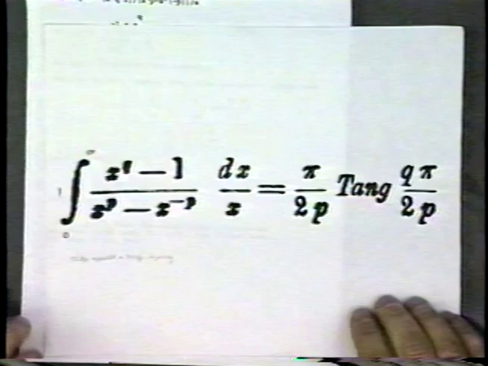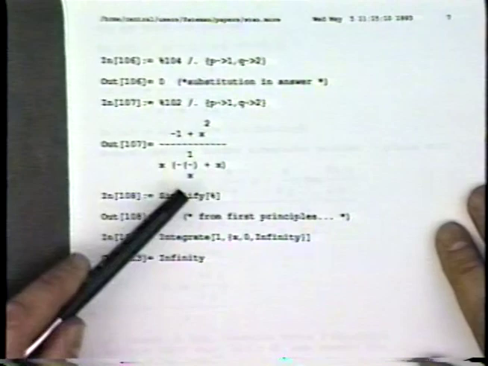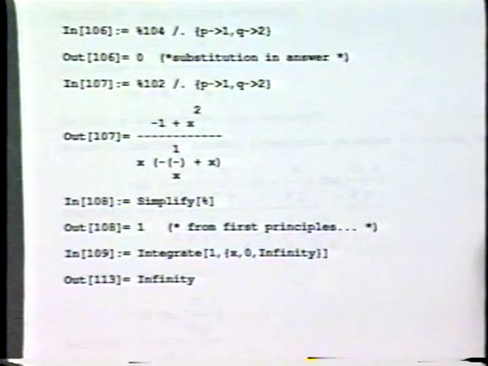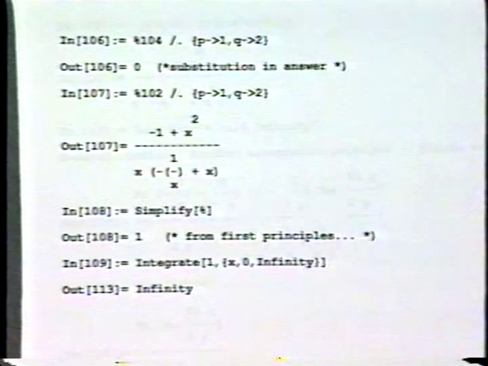All right, let's look at this. If we actually substitute in p being 1 and q being 2 in the answer that Mathematica gives us, we get for the integral 0. If we substitute in p being 1 and q being 2 in the integrand and then redo the integral, then we get infinity. So Mathematica has integrated the generic version of this integral and gotten the answer that's wrong for the particular integral.